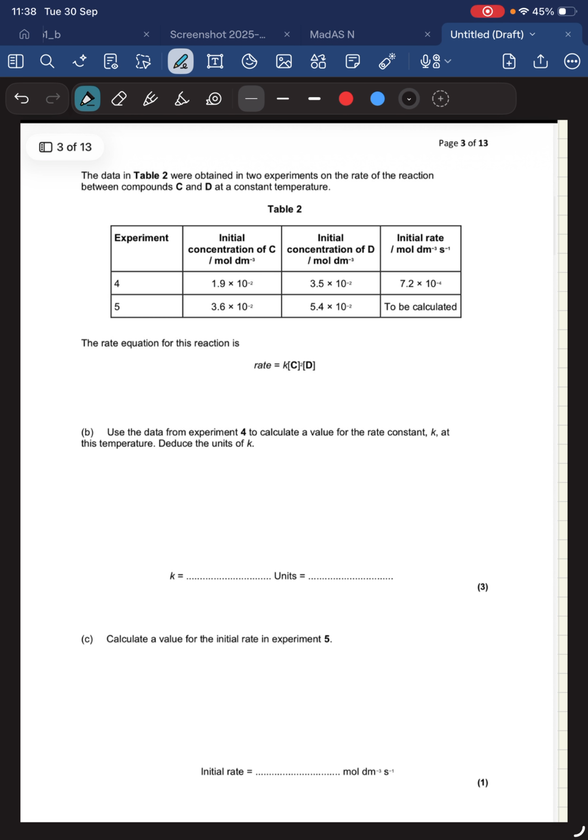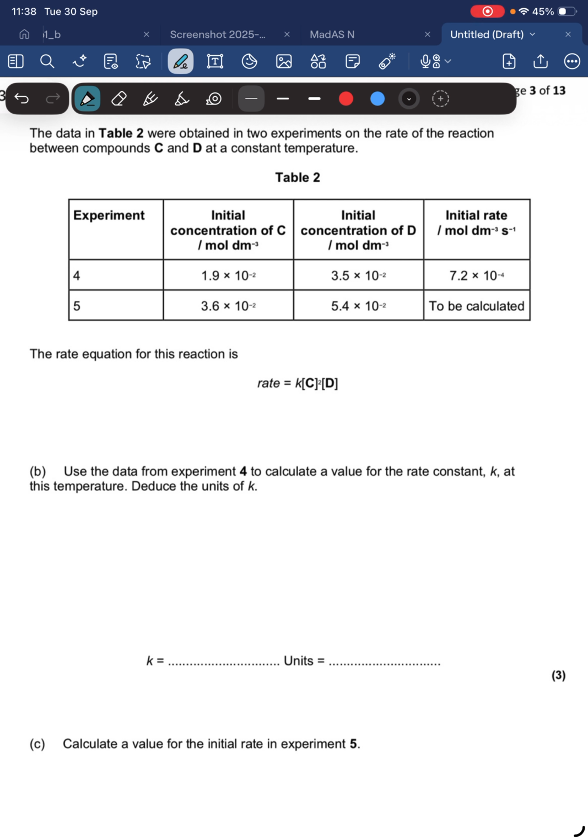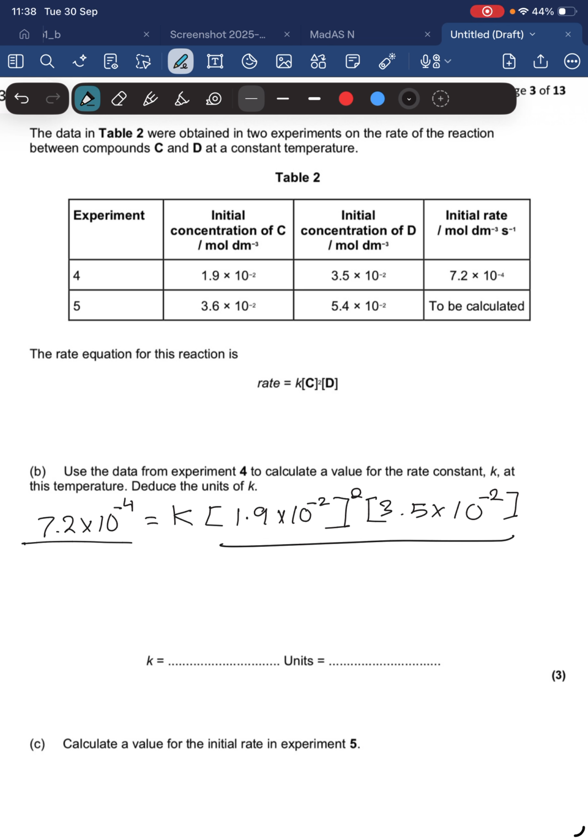Now, to find out what K is, well, we know that the initial rate is 7.2 times 10 to the negative 4. And we don't know K, but we know C, 1.9 times 10 to the negative 2. And then we times that by, we'd put the power of 2 on that. And we also have D, which is 3.5 times 10 to the negative 2. Okay? That's our equation. So we know what the initial rate is, and we've got C and D, and we put it in the respective order. So this is squared, and this is to the power of 1, so it's just itself.